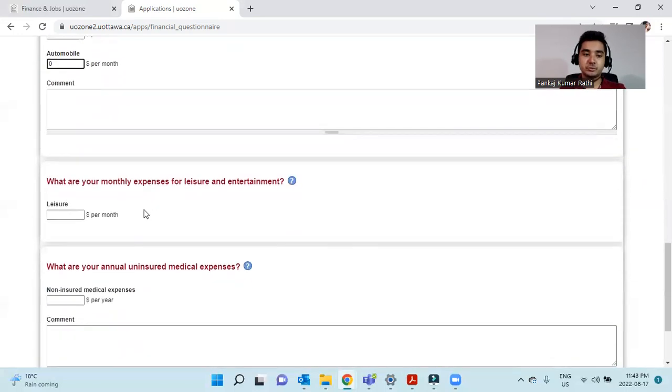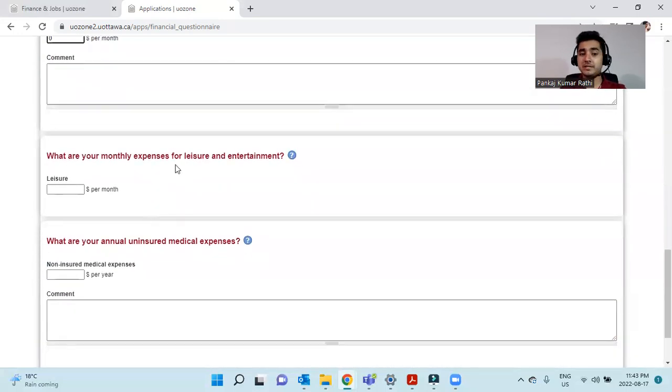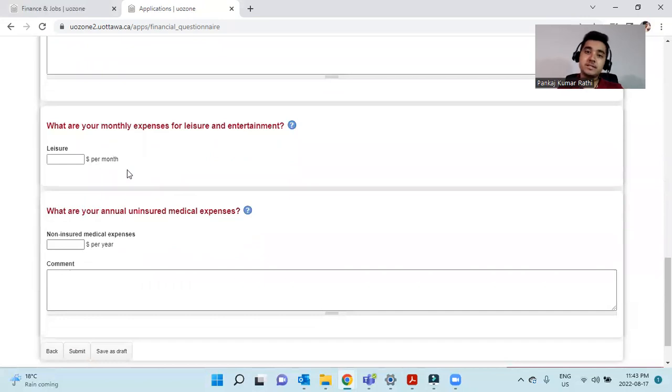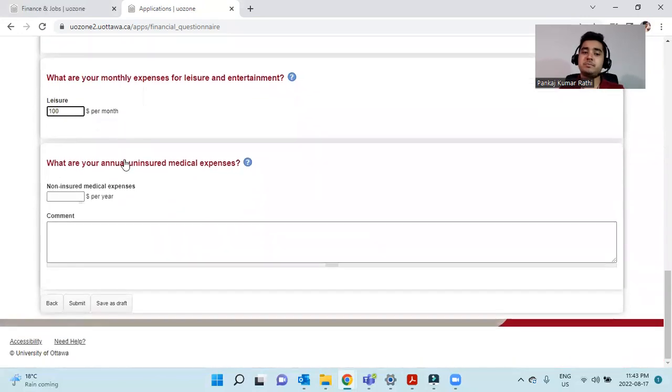If not, mention 0. What are your monthly expenses for leisure and entertainment? This includes going to an ice cream parlor to eat ice cream, watching movies, going to play games, and other things. You can mention that you're spending, say, $100 per month for that.